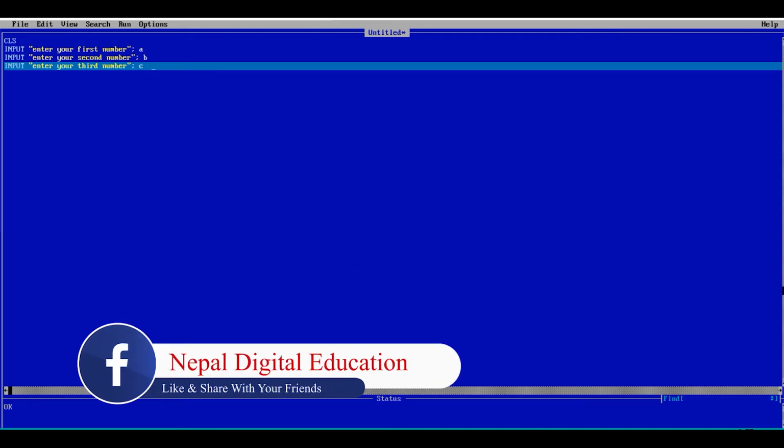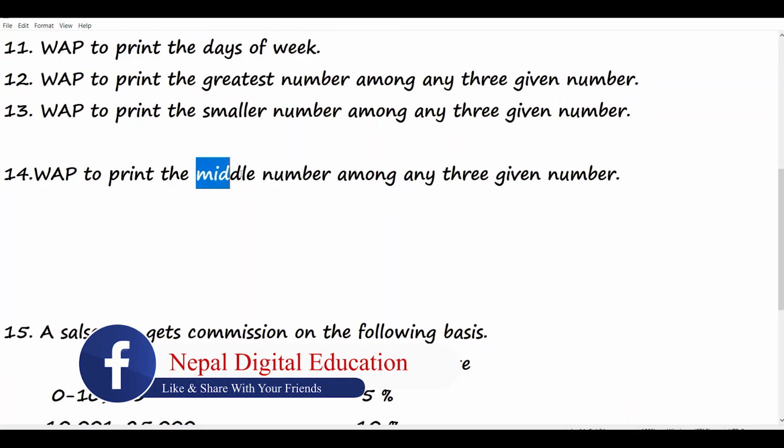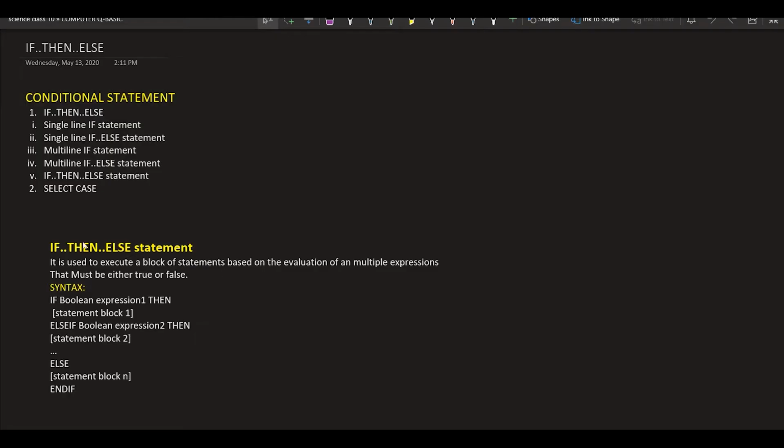So we have to print the middle number. Here we have to print the middle number. So we use this if else statement to print the middle number among three given numbers. So this is our syntax. If here expression first and then statement first. Else if, then expression second, then statement second, and so on, and in last else and statement, end if, then end. So this is our syntax of the if else statement.